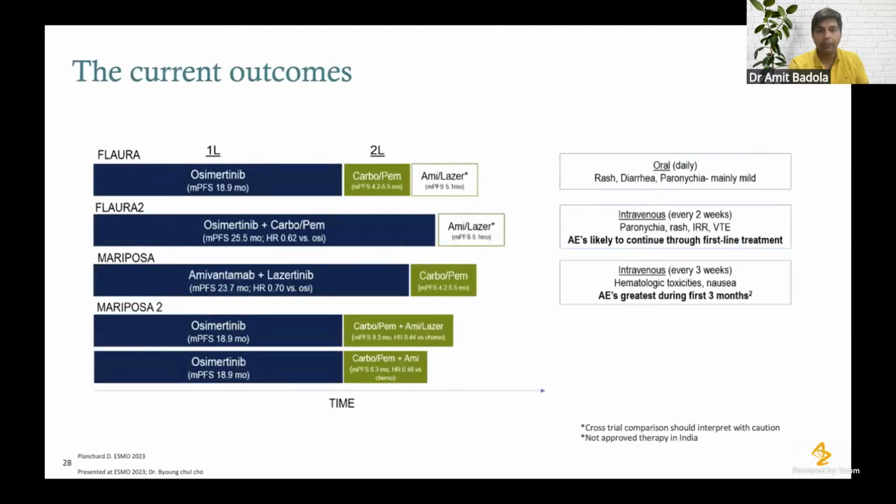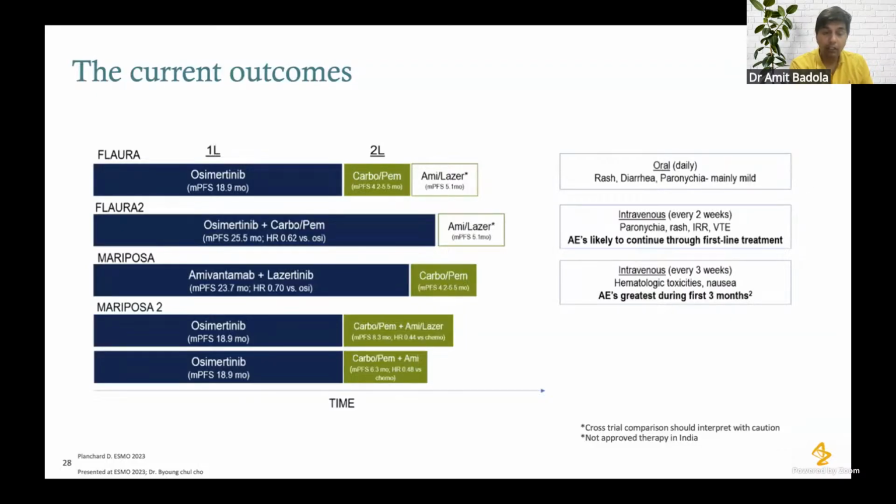So the current treatment outcome, if you see with FLAURA, we have used osimertinib and got PFS around 18 months. And if there's a progression, we have the option of chemotherapy, which is giving us PFS of 4 months. Or if we are using amivantamab plus lazertinib, it is giving us PFS around 5 months. In FLAURA2, the PFS has increased up to 25 months. And after that, we have the option of amivantamab plus lazertinib, which is giving us a PFS of around 5 months.